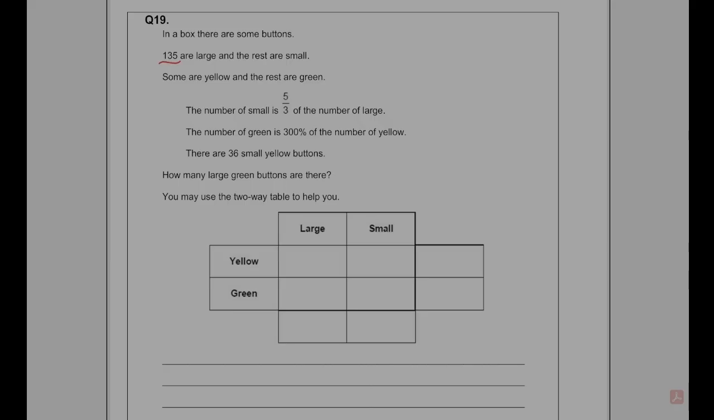Right, so let's put some of the information in. So 135 are large, so 135 will go there. We can use that, but we'll come back to it in a second. The number of small is 5/3 the number of large, so we've got more small than large. The number of greens is 300% the number of yellow. There are 36 small yellow buttons, so 36 can go there. Right, so we've entered that bit and that bit.